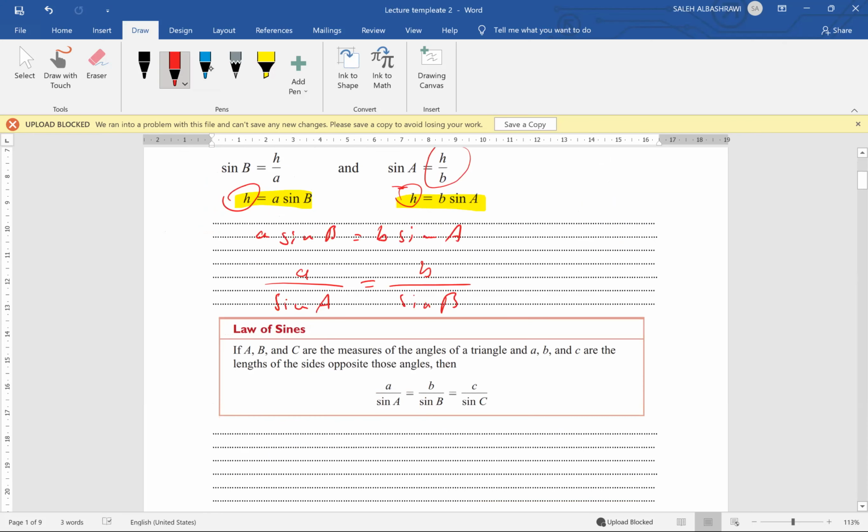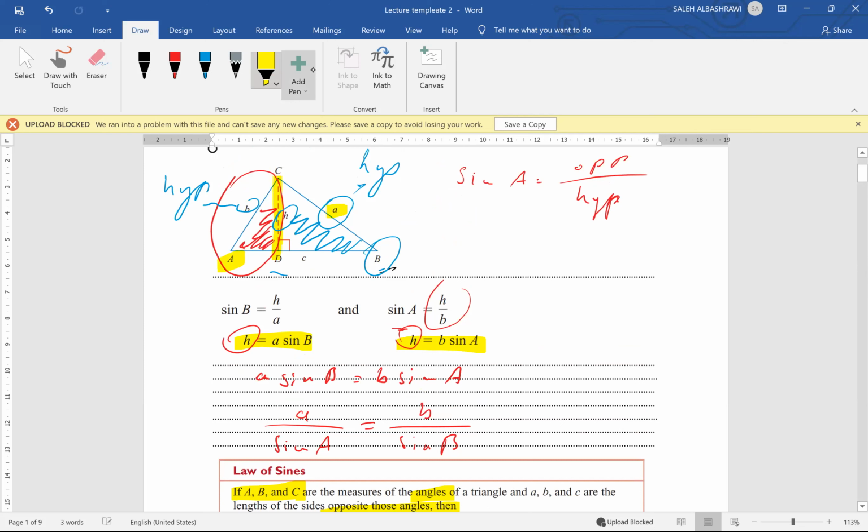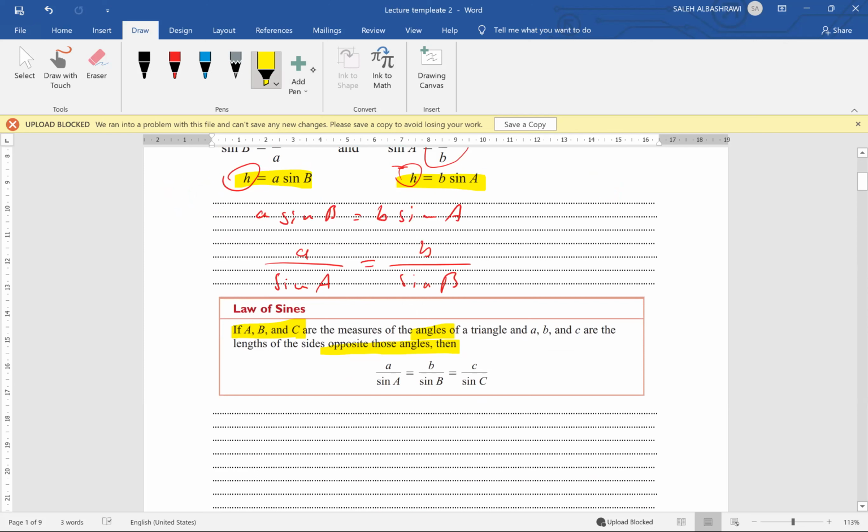Or we can make it in general. Similarly, we can also find c over sine of capital C. So if A, B, and C are measures of the angles of a triangle, and small a, b, and c are the lengths of the sides opposite to those angles, small a opposite to capital A, small c opposite to capital C, and small b opposite to the angle capital B, then we can write the law of sine as a over sine A equals b over sine B equals c over sine C.